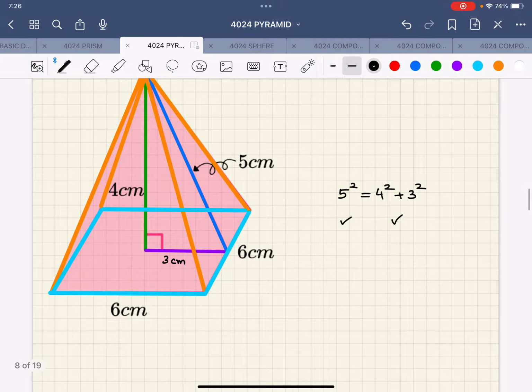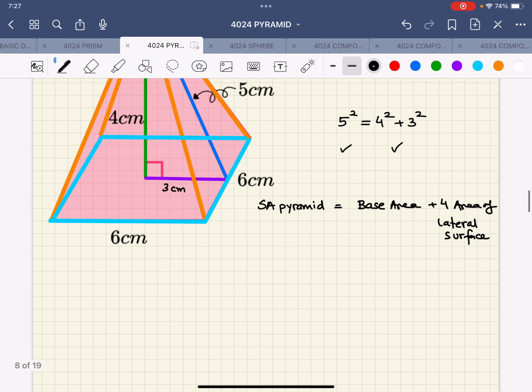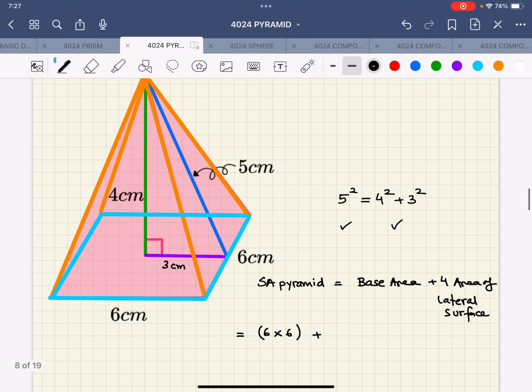Now, if I am interested in the surface area of this pyramid, that is the area of the base. So let me choose a thicker marker. So this is the pyramid. That is the base area plus 4 times area of the lateral surface. That is all the faces. So therefore, what is the base area? That is 6 by 6, and area of any one of the surfaces.